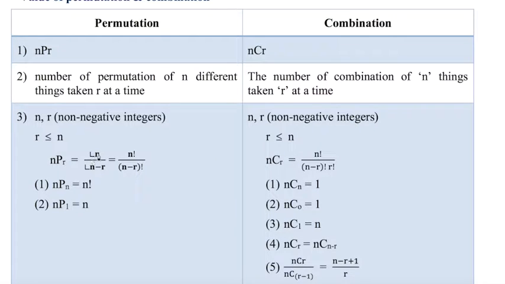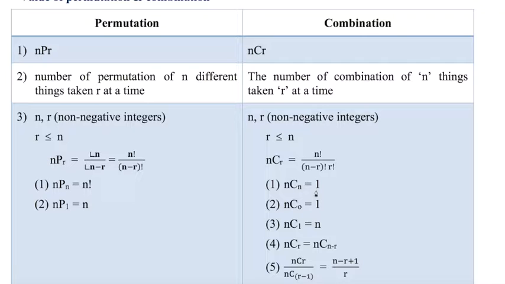So nPr is n factorial by (n minus r) factorial. So nPn is n factorial, right? What is nPn? n factorial by (n minus n) factorial, that is 0 factorial is 1. So n factorial. nP1 is n factorial by (n minus 1) factorial, that is nothing but n. So nCr is n factorial by (n minus r) factorial into r factorial.